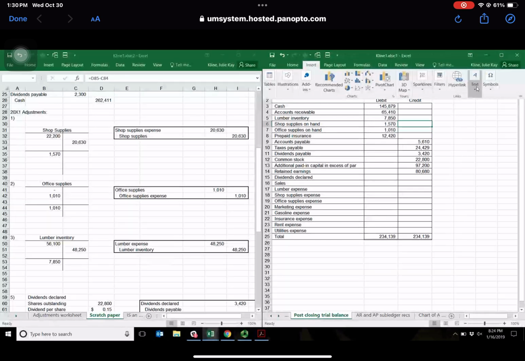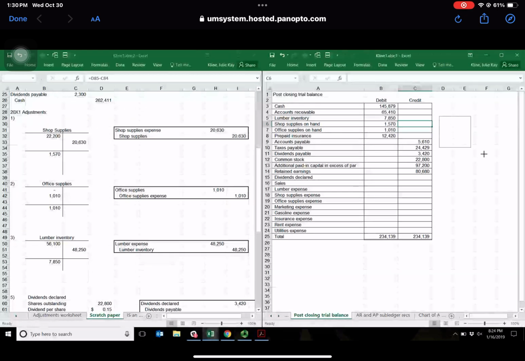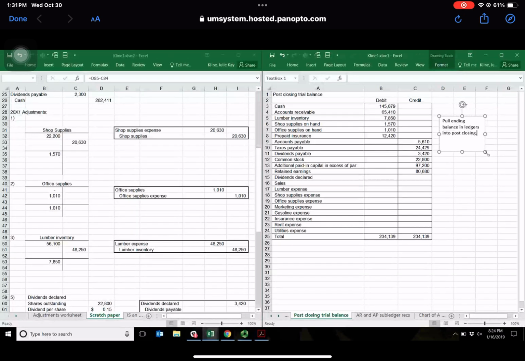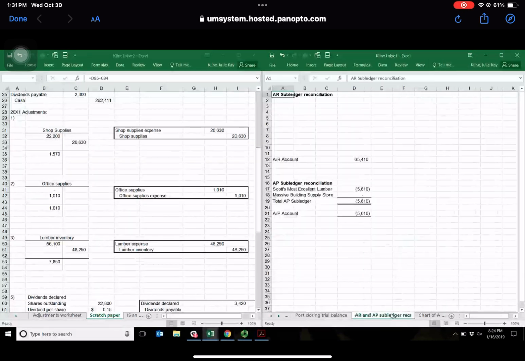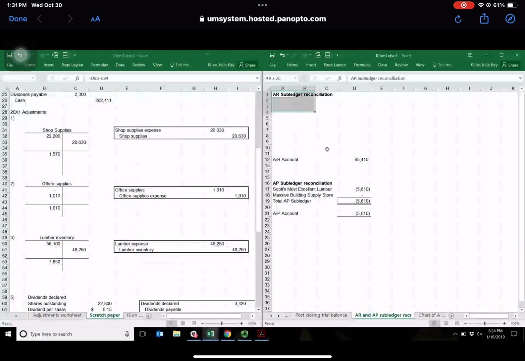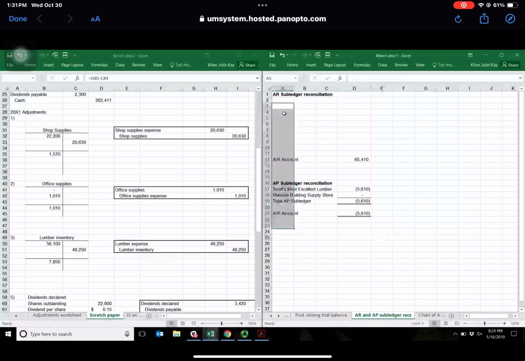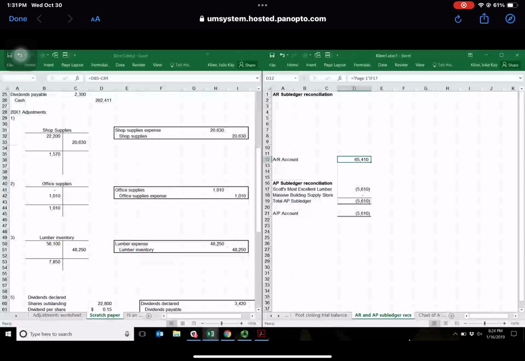After you finish the closing entries, then you look at all the ledgers, the ending balance in those ledgers, you put them in your post-closing, you do a sum, and you are ready to start next year. All right, that gets us through the project primarily. You do have the AR subledger and AP subledger reconciliation, so make sure you get that list of all your customers and their balances, making sure it agrees out. And that's year one.